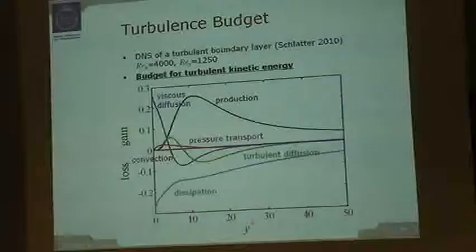The pressure transport term in the budget for the turbulent kinetic energy is not so important. However, for the budgets of the individual Reynolds stresses or fluctuations, it's very important because this is the term that actually provides the redistribution of the energy between the various directions. So this picture here is fairly universal. It holds for channel flows, it holds for boundary layer flows, and it's fairly independent of the Reynolds number.